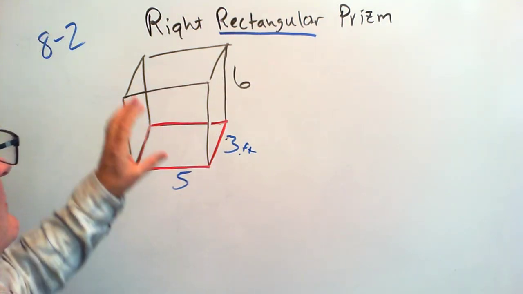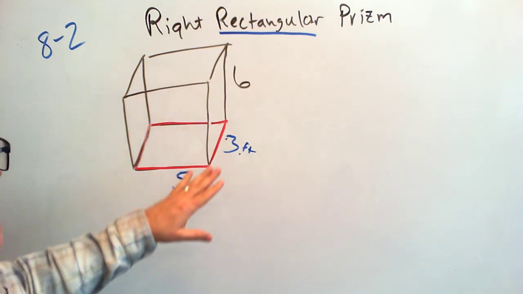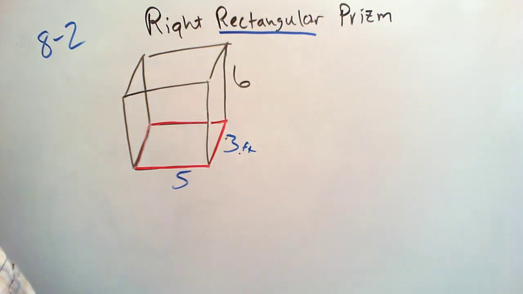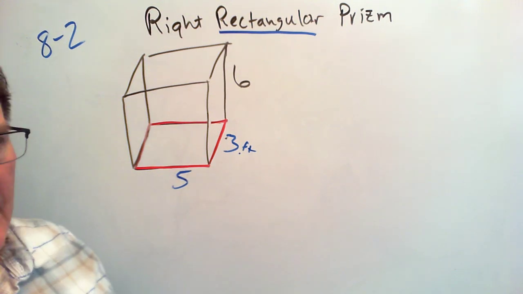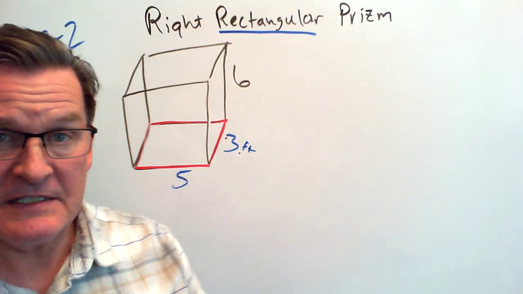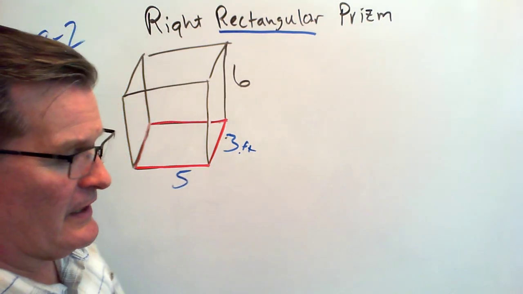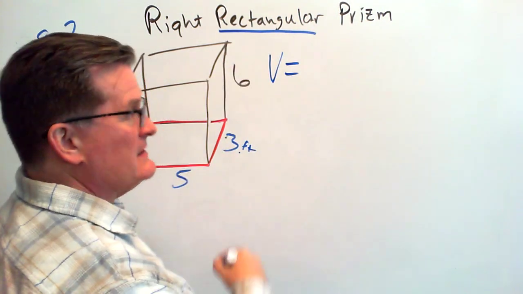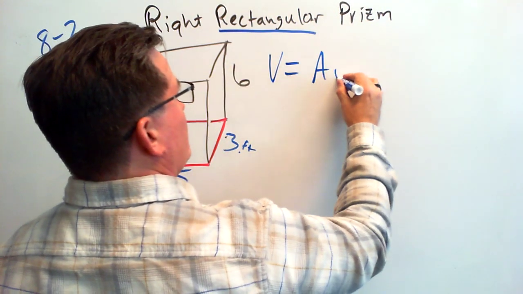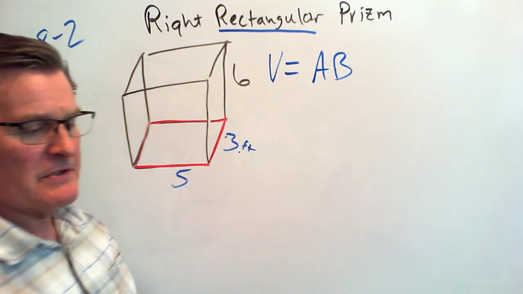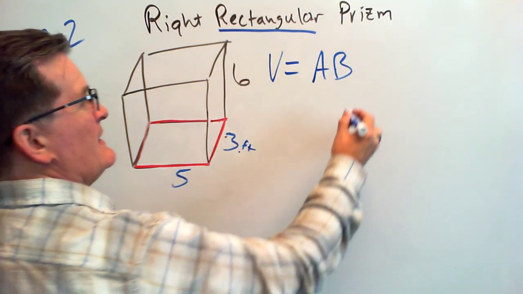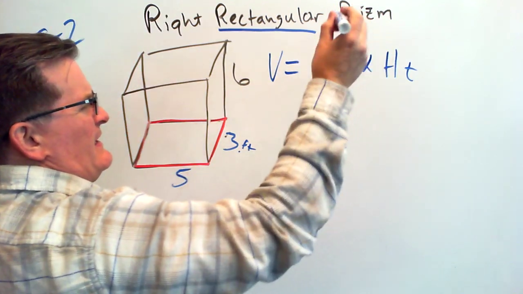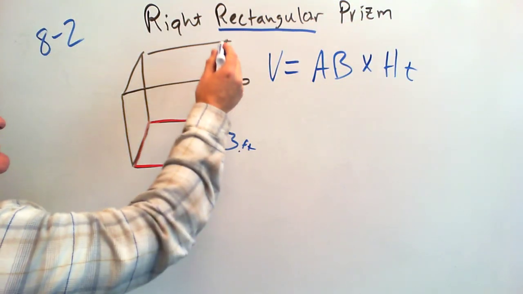We're going to find the volume of this right rectangular prism. The base of this prism is a rectangle. We outlined that in red. We know how to find the area of the base of a rectangle, so that makes this formula for volume really easy, because the volume of any right rectangular prism is the same. It's the area of the base, AB, times the height of the figure, or sometimes they'll call it the altitude. I like the term height.